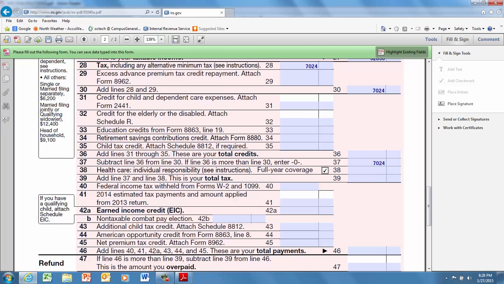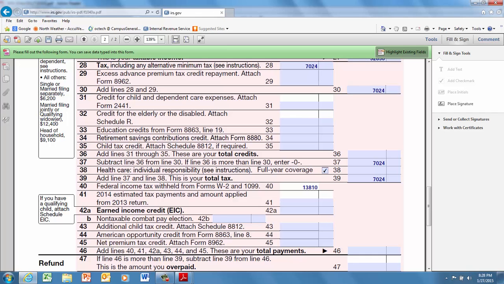Add line 39, add lines 37 and 38. This is your total tax. So again, that's 7024. Line 40, federal income tax withheld on the W-2s. We had added that up and put it on our summary sheet, and that was 13,810.